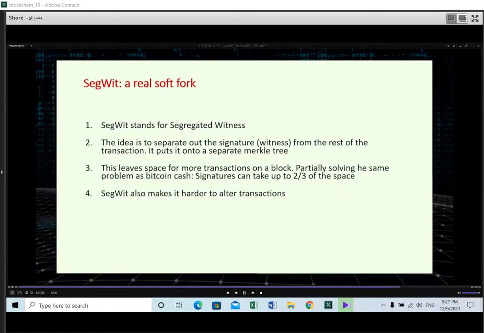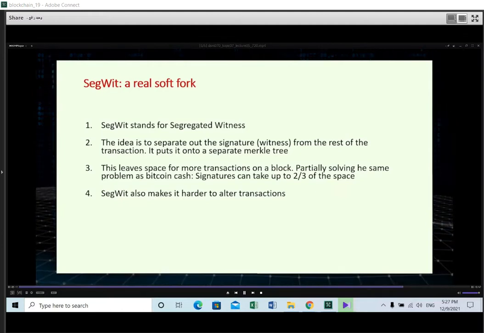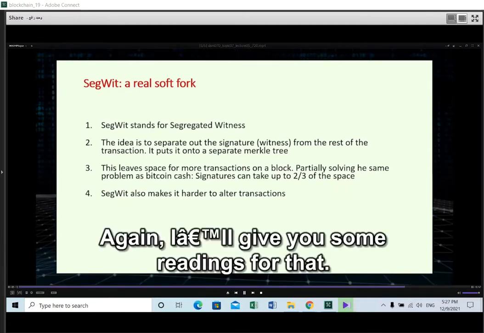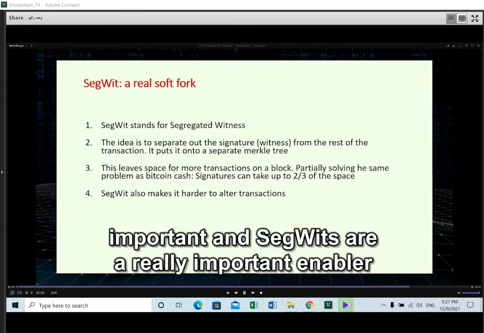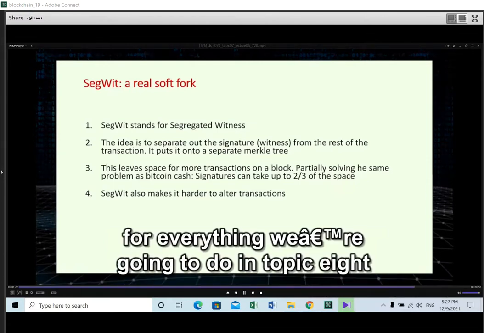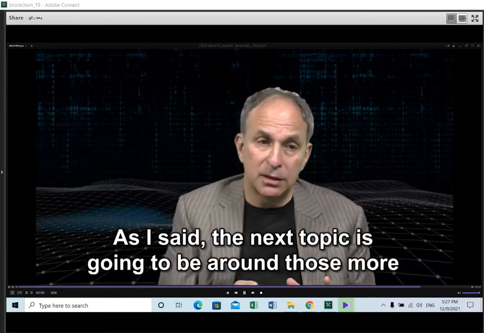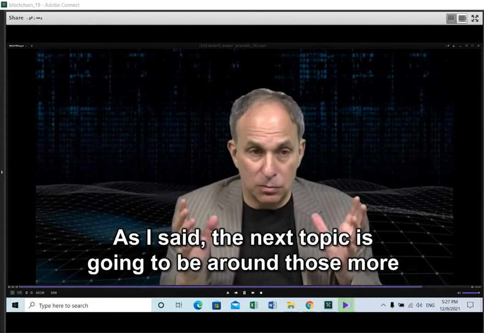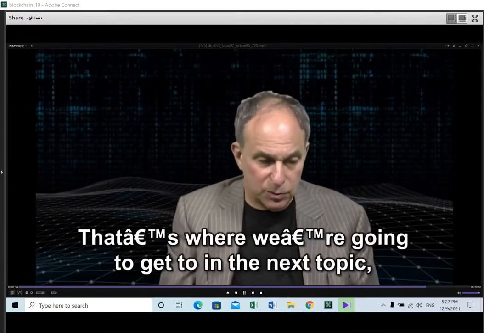SegWit also makes it harder to alter transactions. I'll give you some readings for that. There's only so much we can do in these lectures, but it's important. It's really important, and SegWit's a really important enabler for everything we're going to do in topic 8, which is what this says here. As I said, the next topic is going to be around those more flexible ways of doing transactions that are enabled by SegWit.